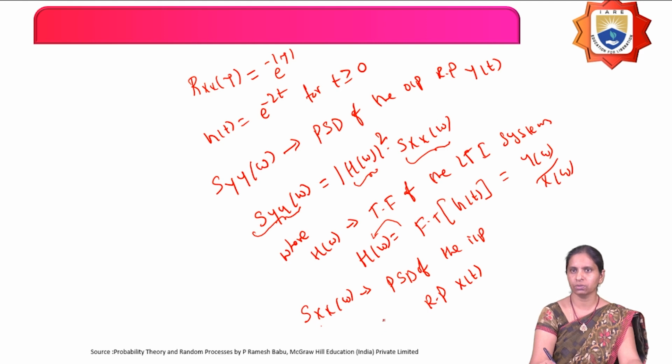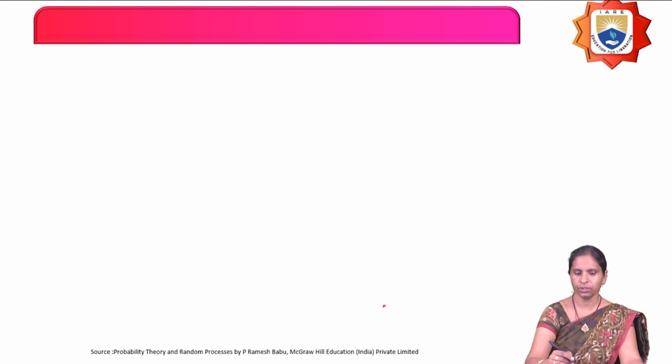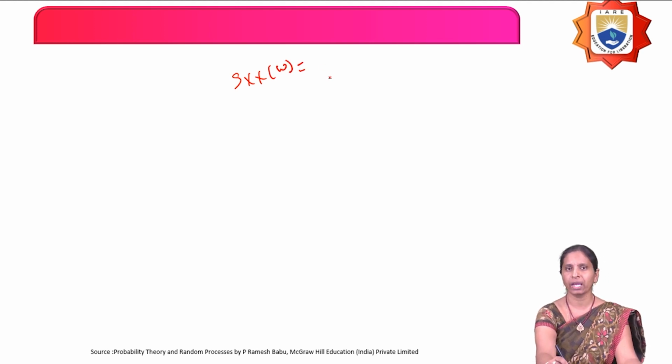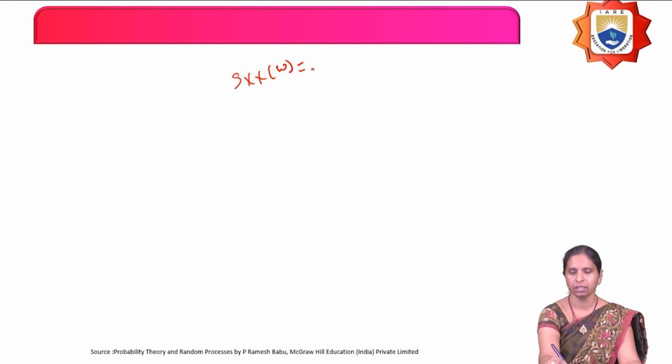So, if you know the autocorrelation function, then how do you calculate the power spectral density? You know the relation between autocorrelation and power spectral density, which is called the Wiener-Khinchin relation. What does that relation state? The autocorrelation function and the power spectral density both form a Fourier transform pair. That is nothing but the Fourier transform of the autocorrelation function of the random process. The input random process x of t is nothing but what? The power spectral density of that input x of t.